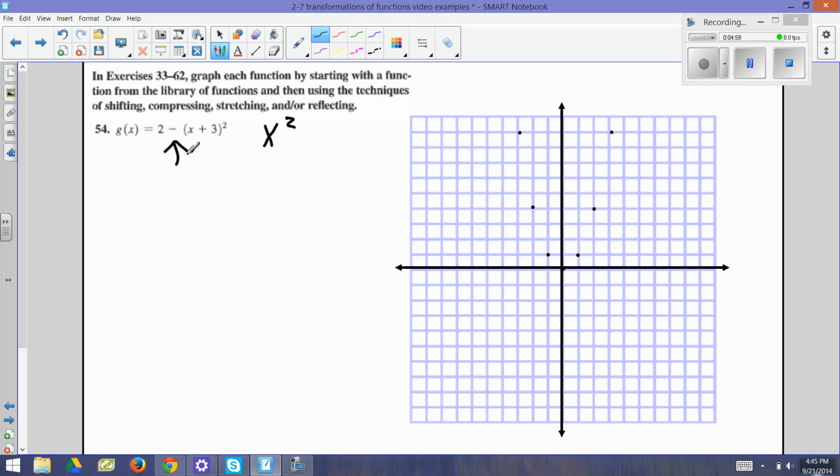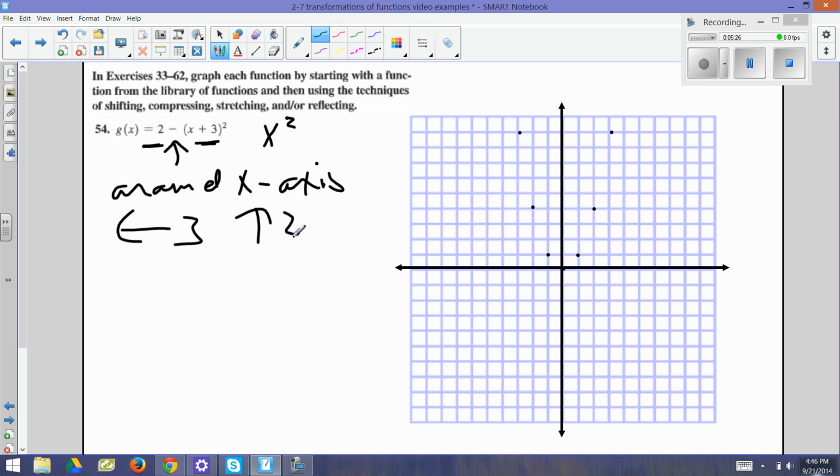The minus, my y is changing signs. So now you can think of the parabola opening down with a vertex of 0, 0. The plus 3 is left 3. The 2 is up 2. So now the negative is a parabola that opens down, and then I move it to the right 3, up 2. And so there's my new vertex, about right there.